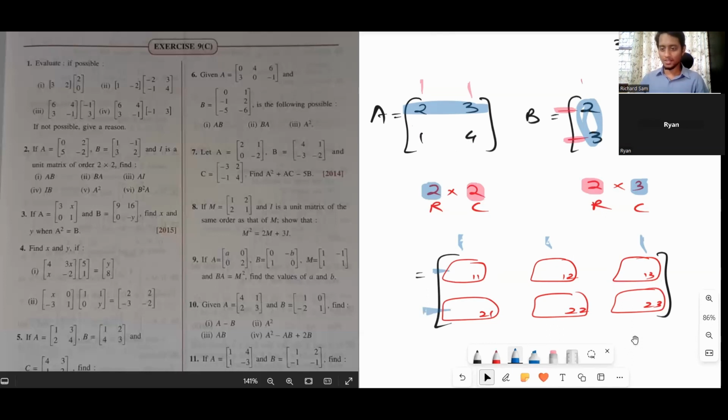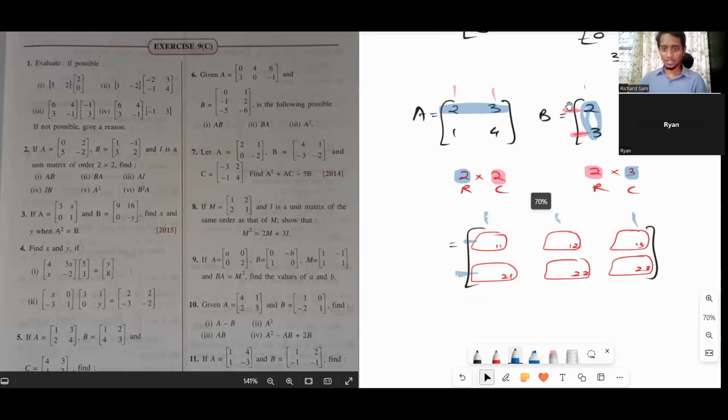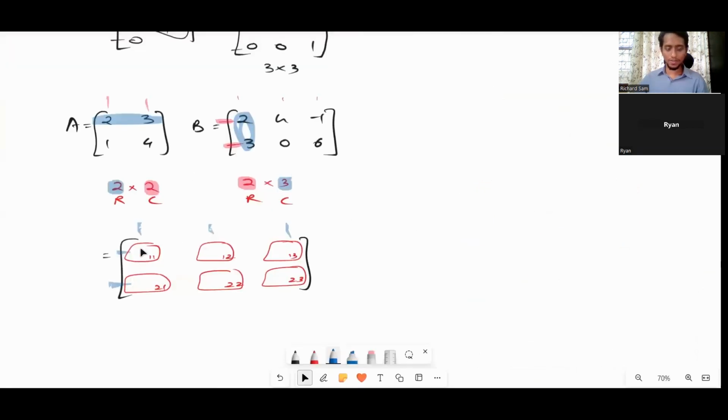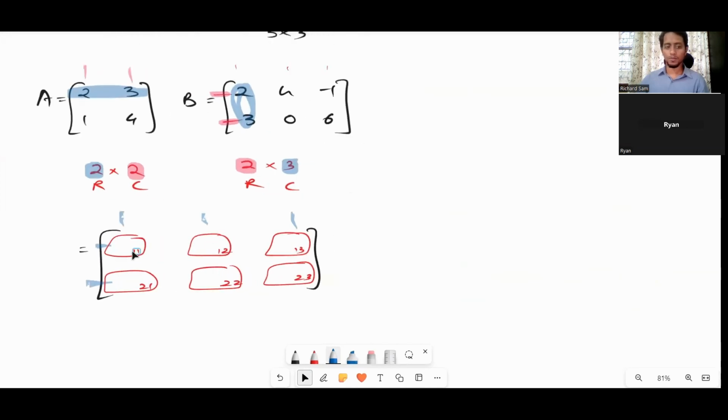So now let's get this first value. How do we get this first value? What do we have to look at? First row and first column. First row from here and first column from here. So this is how it will be: 2 into this 2, plus 3 into this 3.